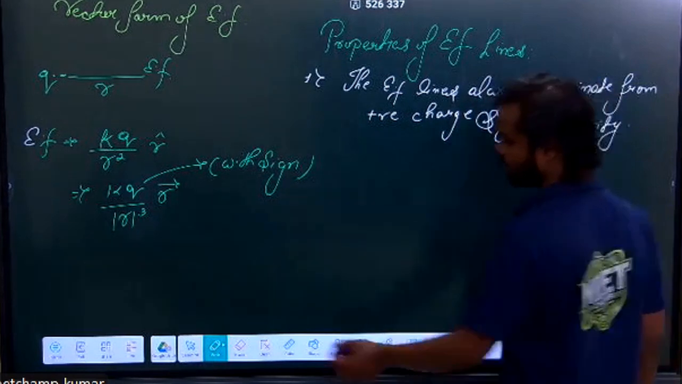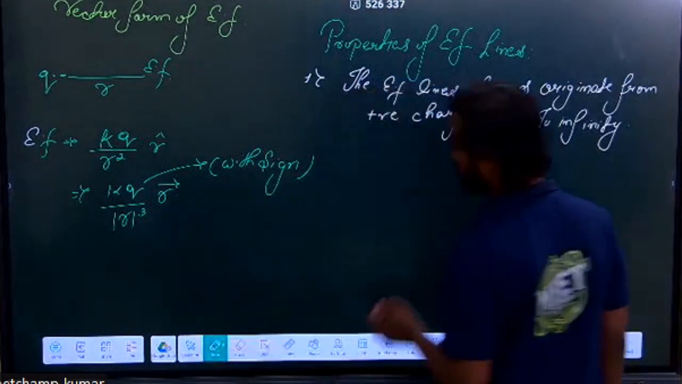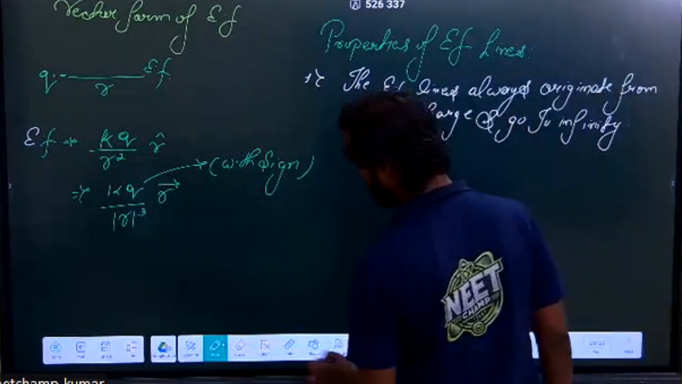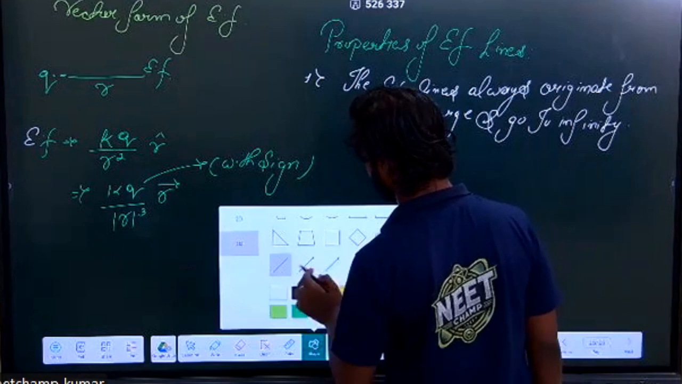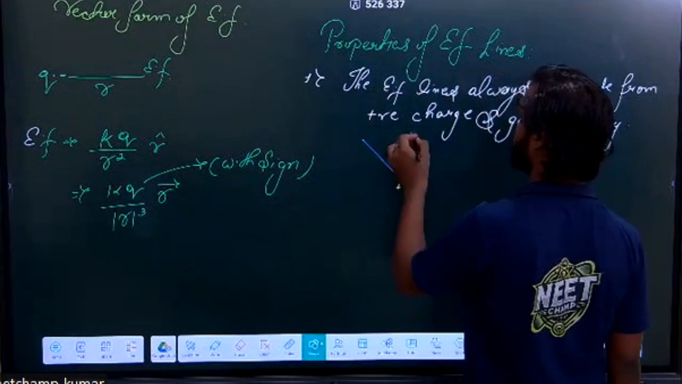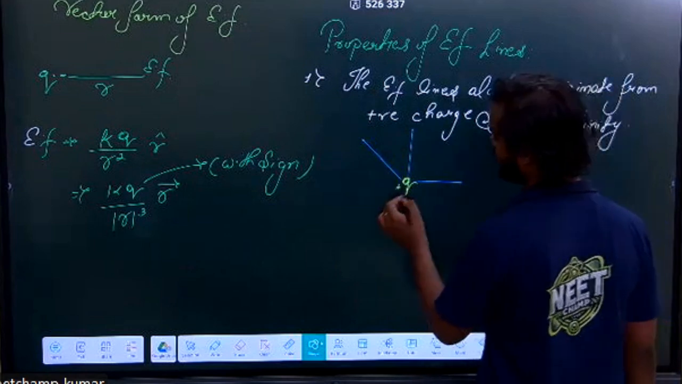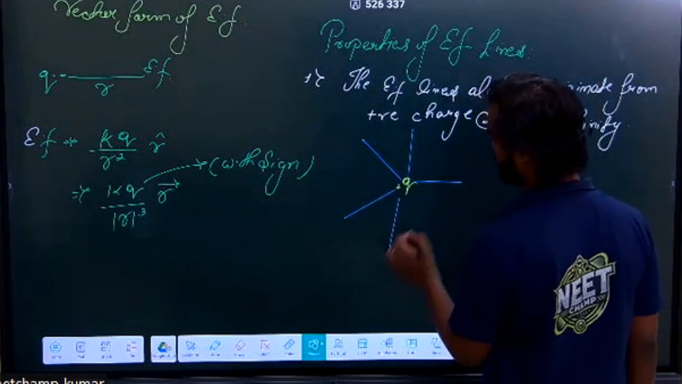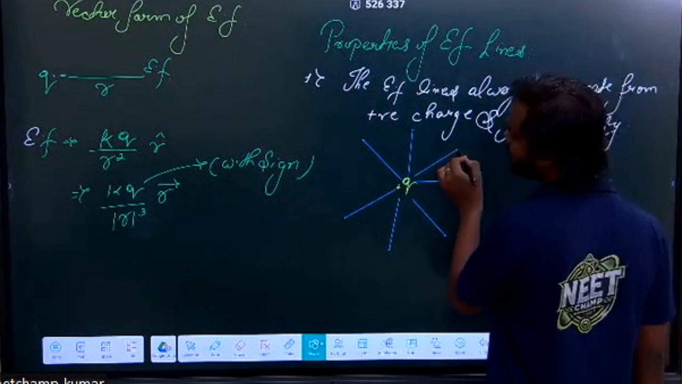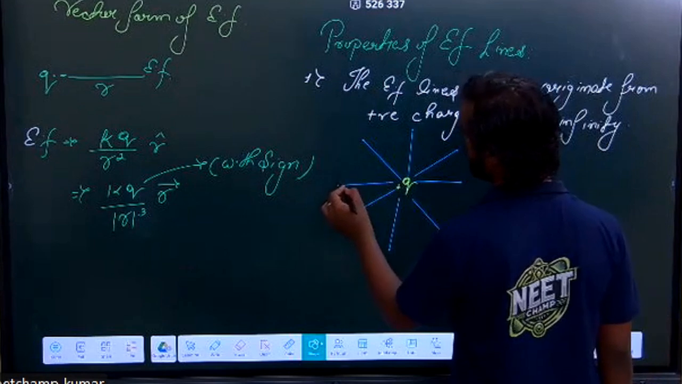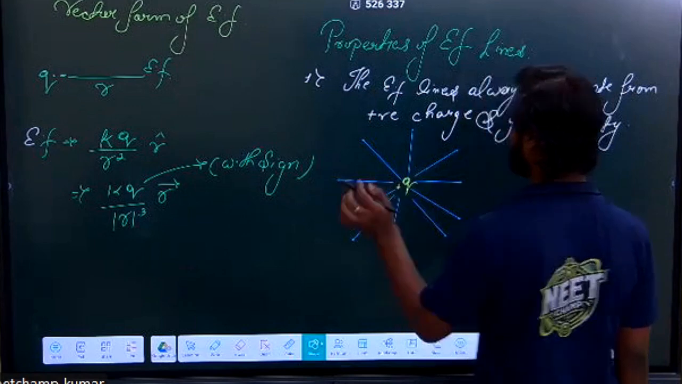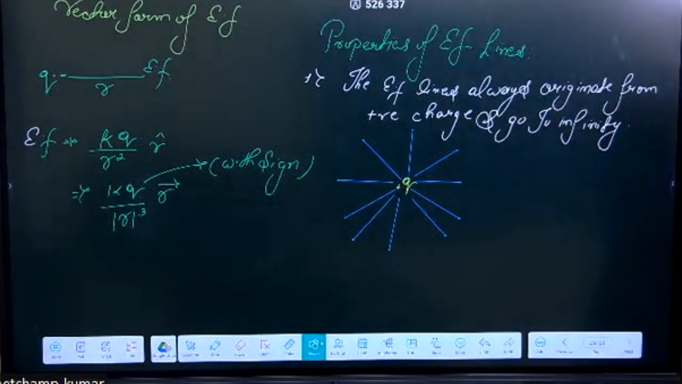First property, that means suppose there is a positive charge, plus q, then the electric field lines due to this plus q will be like this. From the positive charge it will originate and it will go to infinity, like this. This is the electric field lines due to a positive charge. This is about the first property of electric field lines.